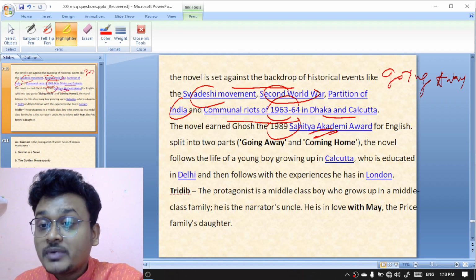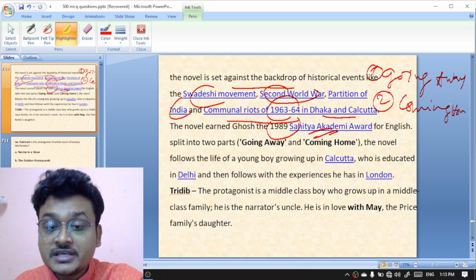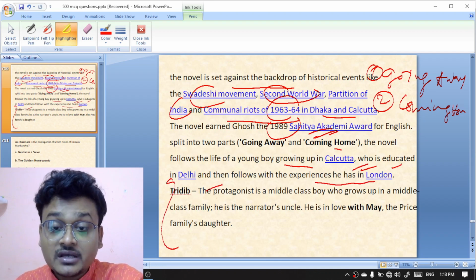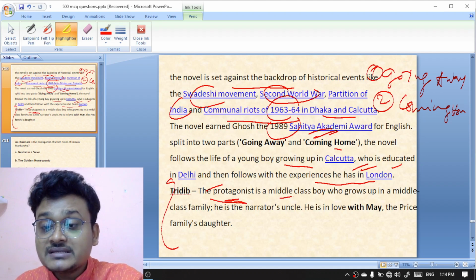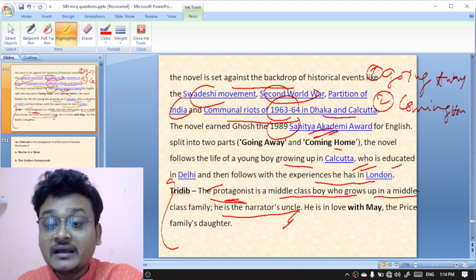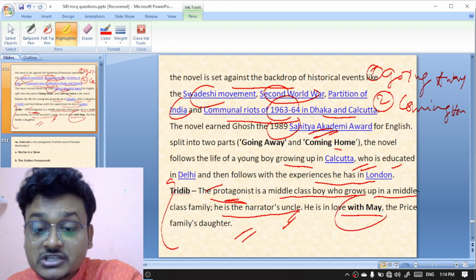This novel has two parts. One is Going Away, and the other is Coming Home. It is the story of Tridip. The novel follows the life of a young boy growing up in Calcutta, who is educated in Delhi and then follows his experience in London. Tridip is the main character, a middle class boy who grows up in a middle class family. He is the narrator's uncle and he is in love with May, the Price family's daughter.